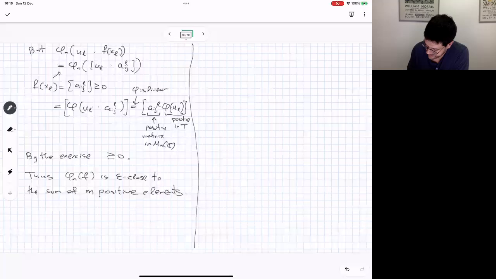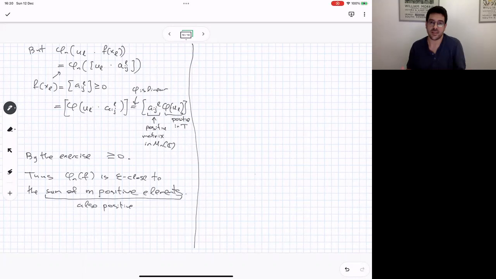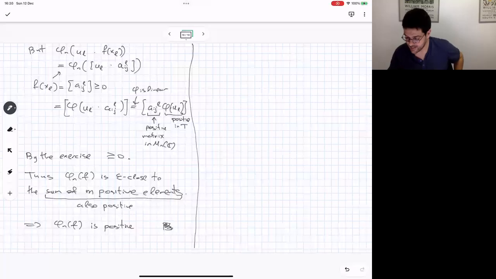The sum of m positive elements is also positive. And if you are epsilon close to something positive, it means you are positive, since the positive elements are closed. So phi_n of F is positive. Now we are done. Okay, I know we're out of time. Maybe I'll just quickly go over the details again, and we're done for today.